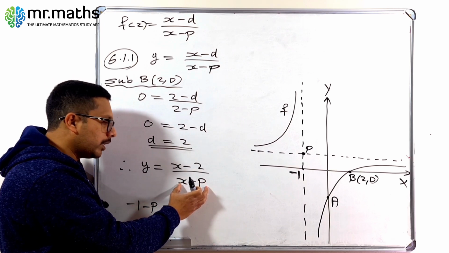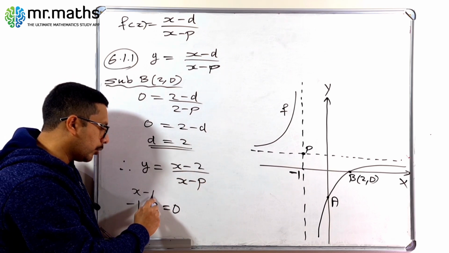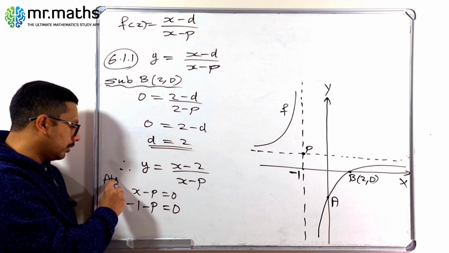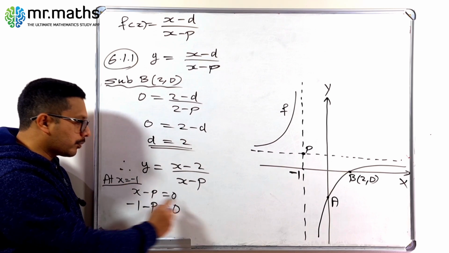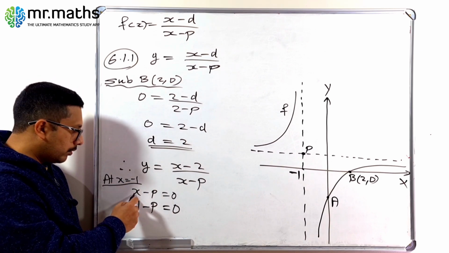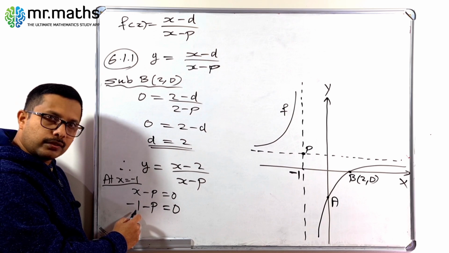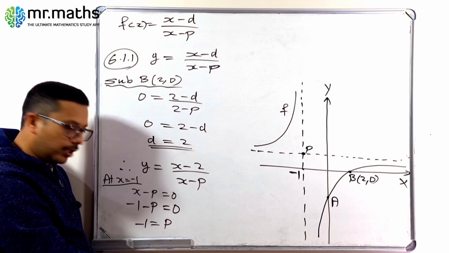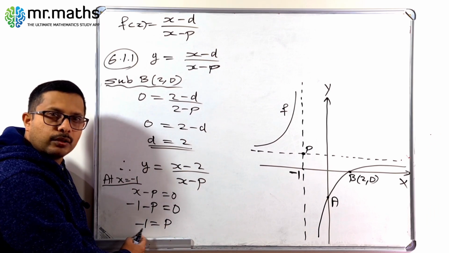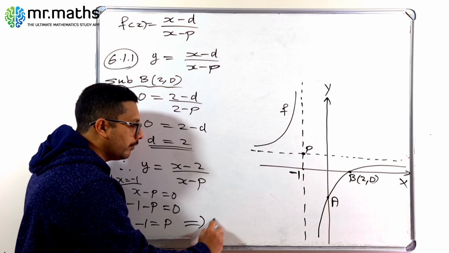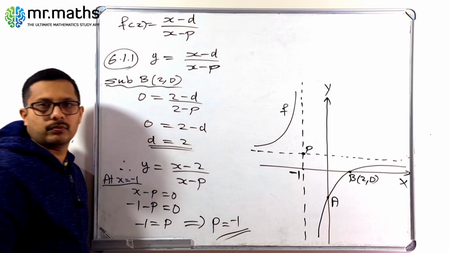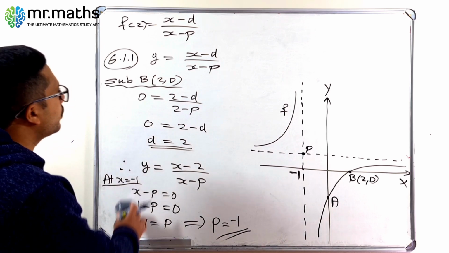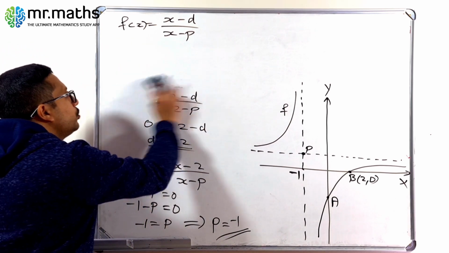So x minus p is equal to 0, you can write one more step. At x is equal to -1, x minus p is equal to 0. So what is the value of x? -1. Take this minus p to the other side, so it means that the value of p is -1. It implies that the value of p is equal to -1. So that is question number 6.1.1. Now let's go to the next question, 6.1.2.